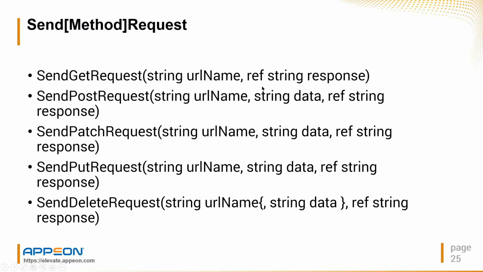The reason you don't have that for get has to do with the nature of an HTTP get call. There's no data passed in a get call. The only way you can pass data into a REST method is if you use post, patch, or put, or delete. Although delete usually doesn't send data, so that's why that one's optional down there. But post, patch, and put, generally you do send data.